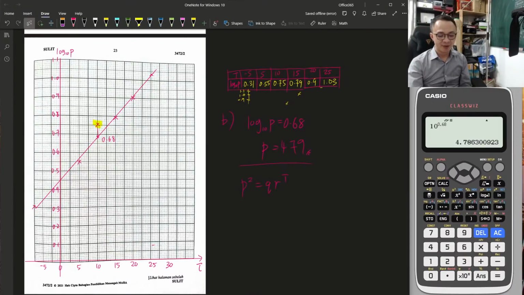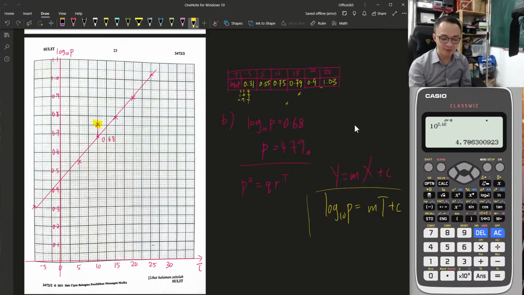table here, y equals to mx plus c. I know my y itself is log 10p, and I know my x itself is t. And m and c I can find later. But my equation must look like this after I simplify. So what I want to do is make my equation look like that.